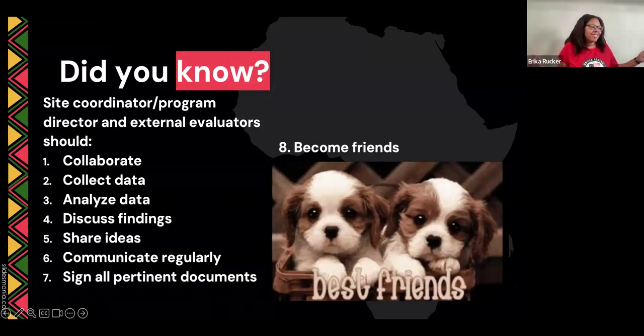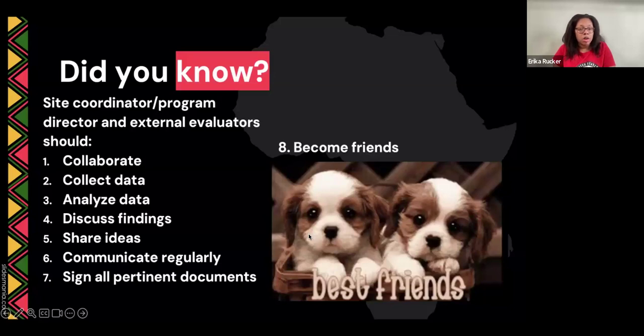Did you know site coordinators, program directors, and external evaluators should collaborate? They should collect data, they should analyze data, they should discuss findings. Like you should be talking to them. They should share ideas. So different ideas that you see or things that bubble up while you're doing observations that you notice, hey, this could be improved, or hey, I thought this was a great idea, and if you did this one thing, this seems like this would be even better. That would be great to share with them. And communicate regularly, sign all pertinent documents. I know that's a new one, but that has to be done.